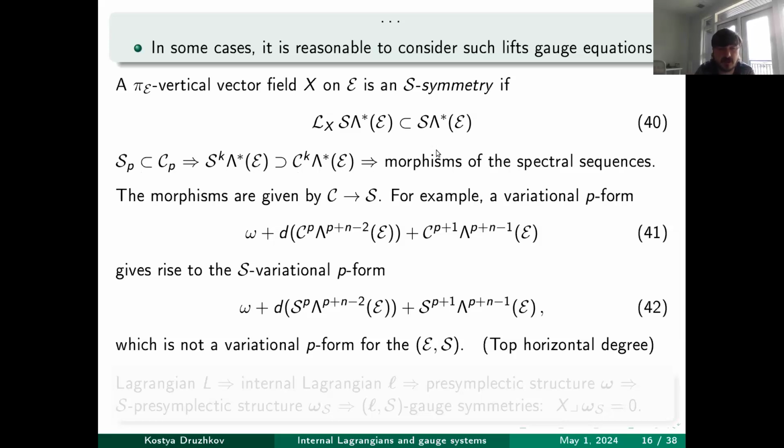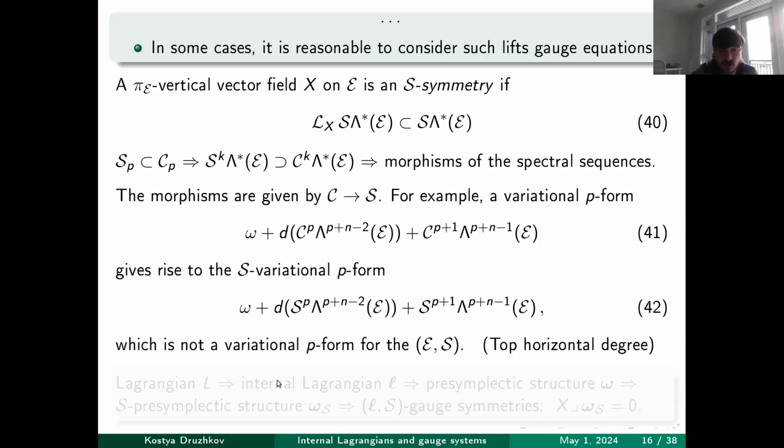And such inclusions give us morphisms of the spectral sequences. And the morphisms are given by a simple change of C to S. For example, a variational P form, its equivalence class, gives rise to a unique S variational P form, and the corresponding variational P form is given under the formula 42. So here we have nothing but a change of C to S. We can do that according to this inclusion. And we call the corresponding elements S variational P forms. So any variational P form gives rise to an S variational P form.